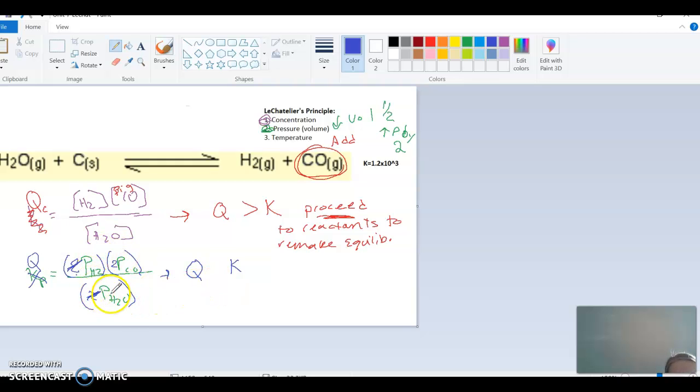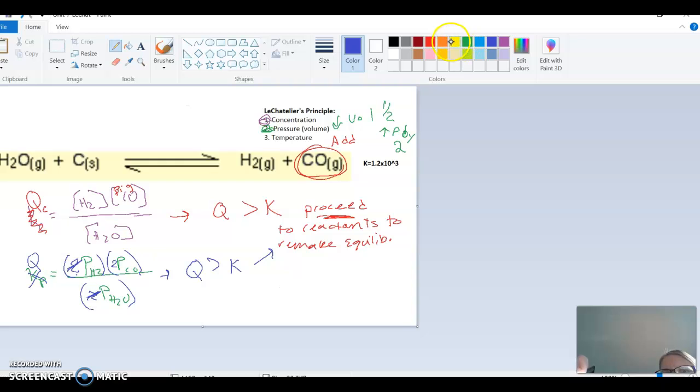My K is the stuff in the green, and I just multiplied by 2, so my Q is greater than my K. If my Q is greater than my K, then again, it's going to proceed to the reactants to remake the equilibrium. So I'm hoping you're seeing the verbiage I'm using here. That's what they're looking for.